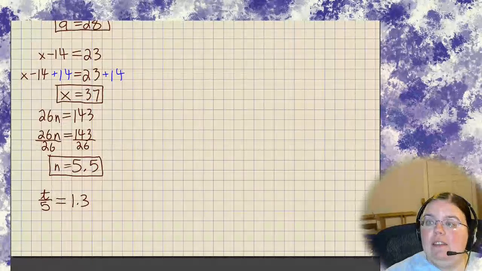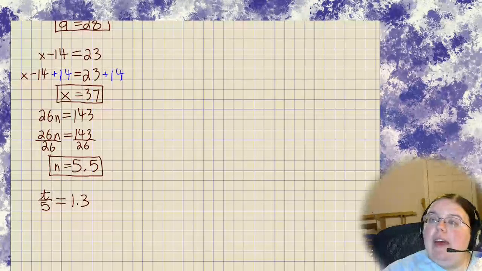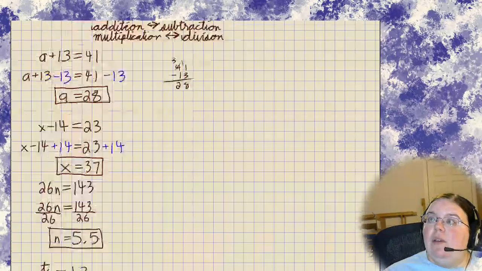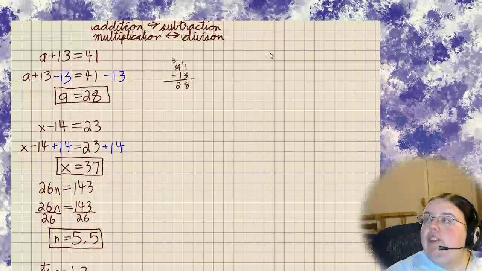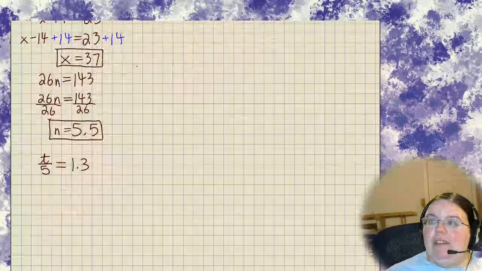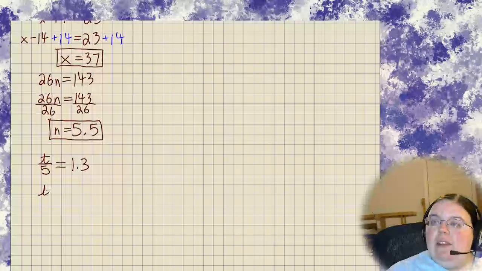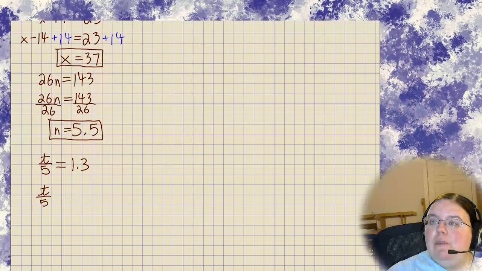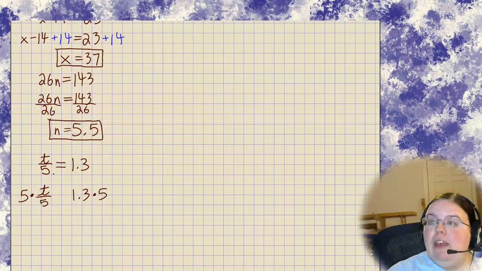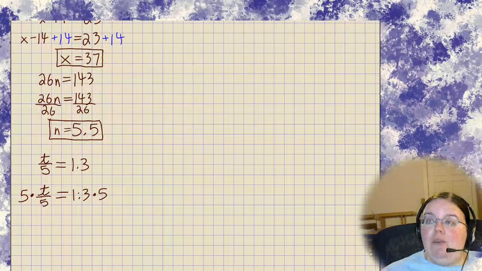Last but not least, here I have t divided by 5 equals 1.3. Well, division also has an inverse operation, multiplication. So let's take a look. Starting with what we already had, now I'm going to say, okay, what I would really like to do is multiply on both sides by 5, because that's the inverse operation, and I know because I started with something equal and I'm changing it the same way, I will get two things that are still equal.